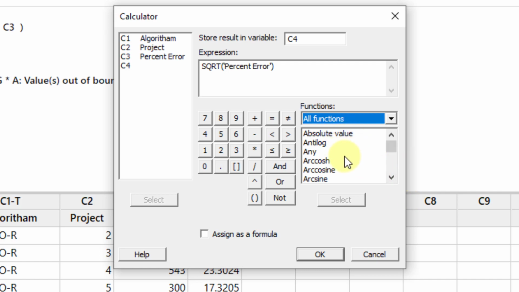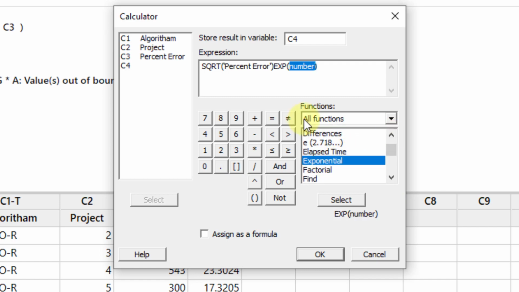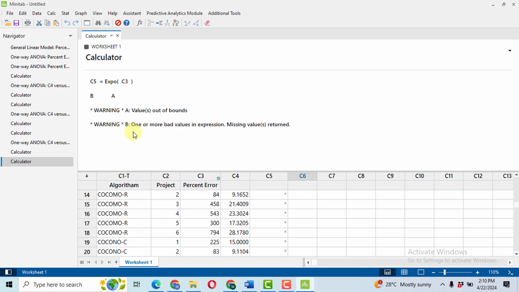Now if I select All functions, there are a lot of functions. If I come down, I can apply some kind of exponential data transformation. Here are the exponential functions. Again, I will have to select the percent error, and I want to save this in the 5th column. Click OK. Again there is a warning for the exponential as well, due to the negative sign.